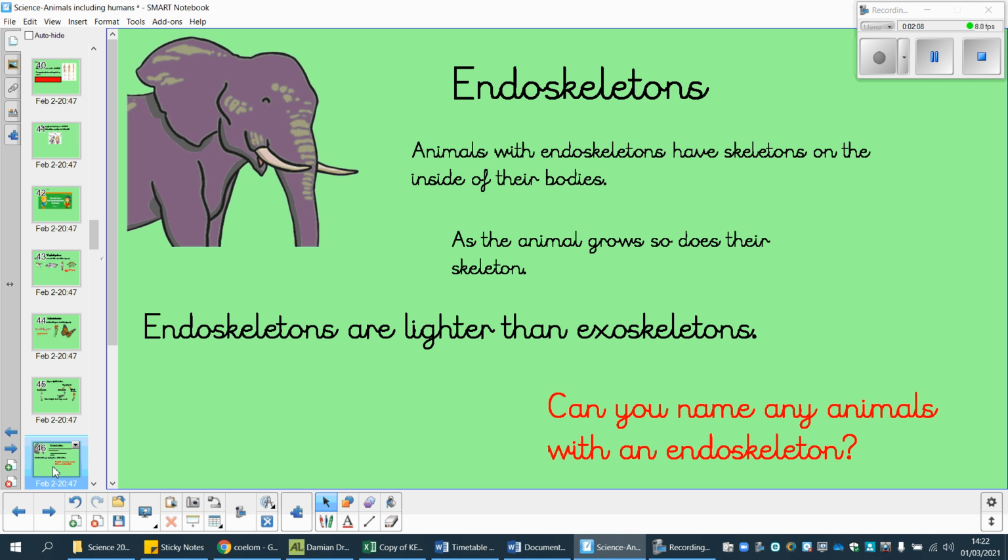Right, so an endoskeleton is an animal with a skeleton on the inside of their body. So this means as the animal grows, so does the skeleton. So we call humans, cats, dogs, elephants, lions, tigers, goats, sheep, things like that endoskeletons. And endoskeletons are lighter than exoskeletons.